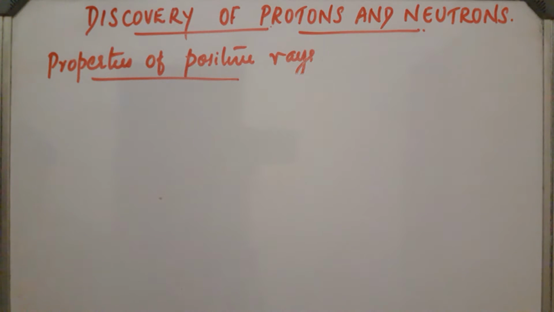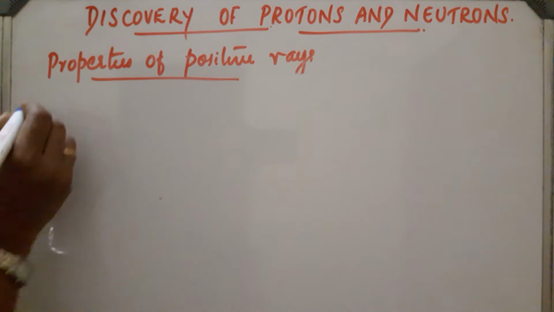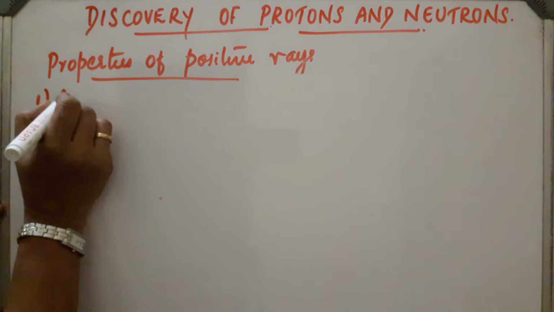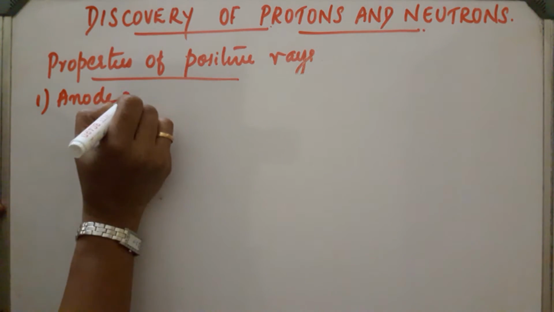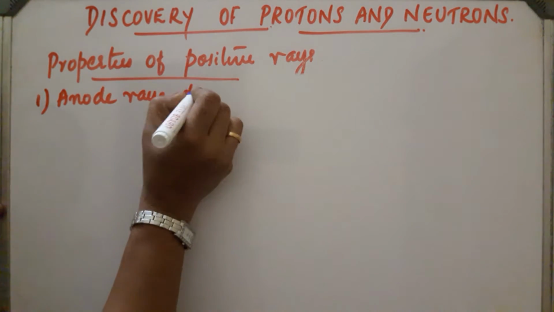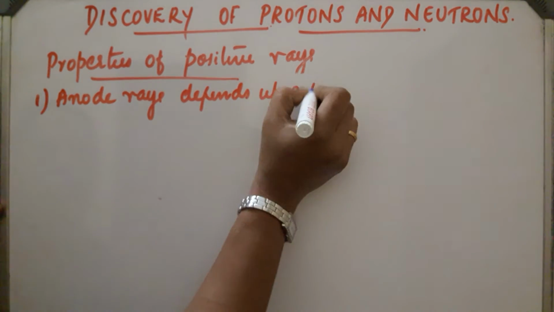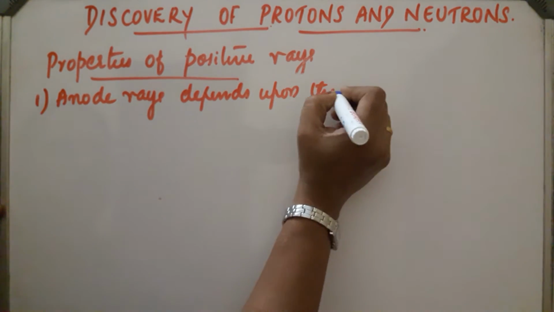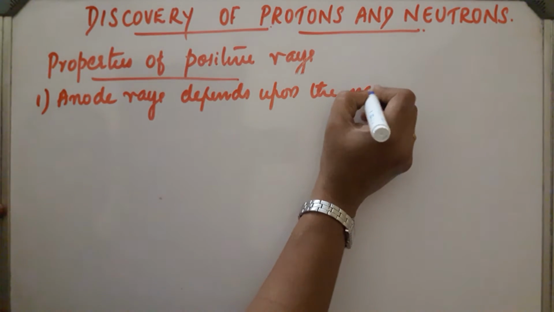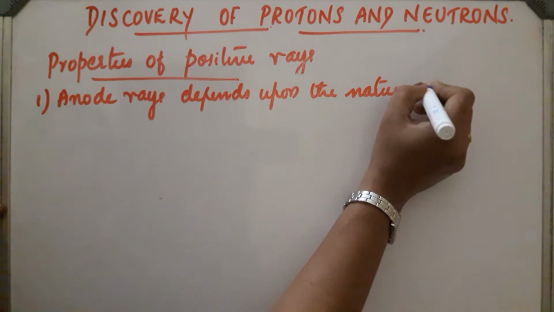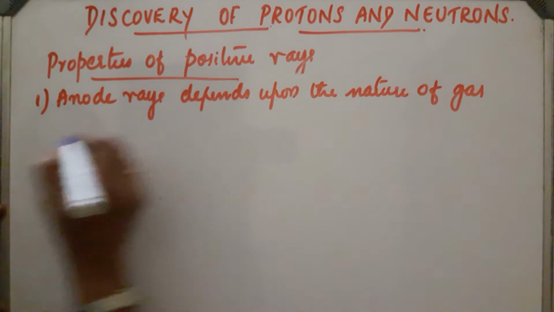Next, properties of positive rays. First one: anode rays depend upon the nature of the gas present in the discharge tube.